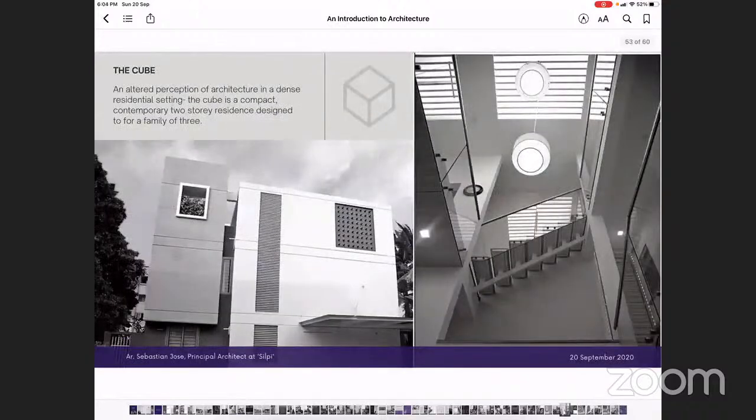This was a highly rewarding project. It's a house designed in just 3 cents of land, where we used a lot of natural light and spatial devices to reduce the feeling of tight space. We devised some interesting techniques.